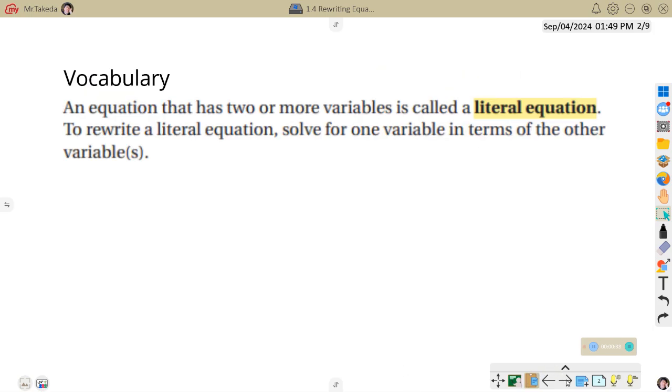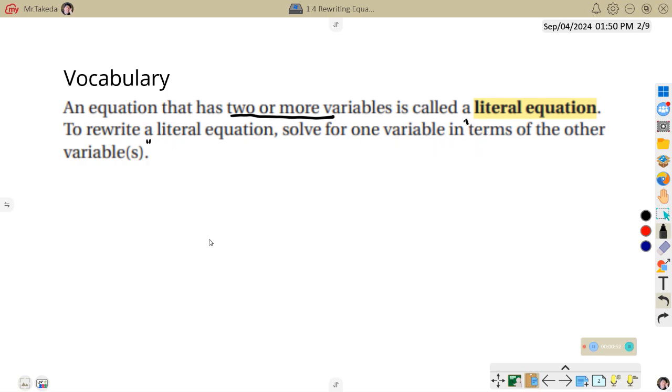So first of all, some vocabulary. An equation that has two or more variables is called a literal equation. Two or more variables, a literal equation. To rewrite a literal equation, solve for one variable in terms of the other. What do we mean by that?